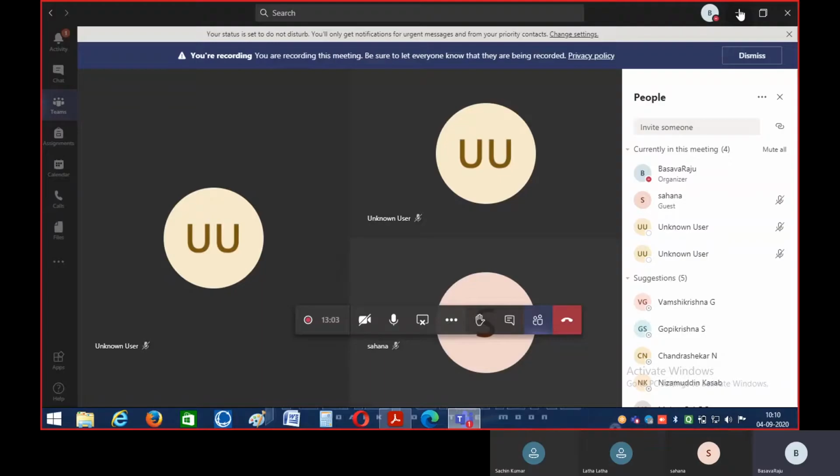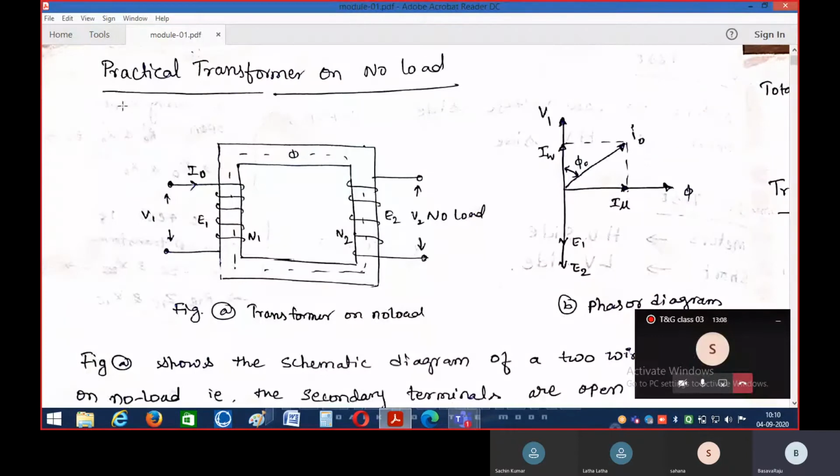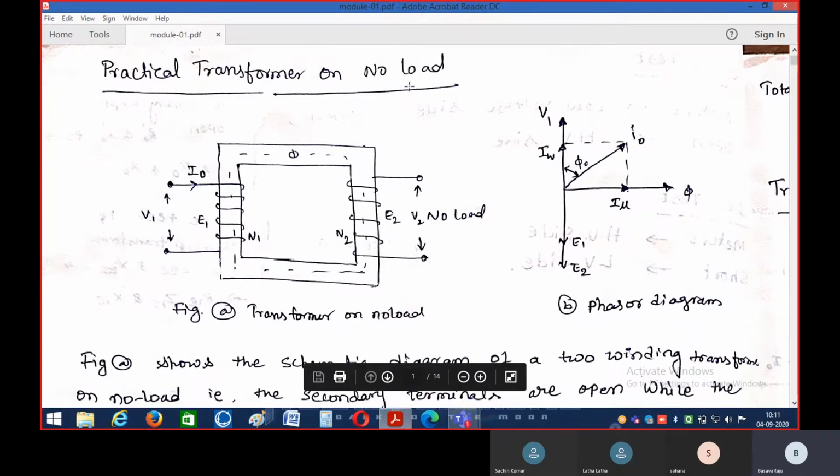Right. So in today's session, we will discuss a practical transformer on no load. Two topics we will discuss today. One is the practical transformer on no load condition, and the other one is the practical transformer on load. Okay, no load means what? There is no load on the practical transformer. If you are not connecting any load, then we call it transformer operation on no load condition.